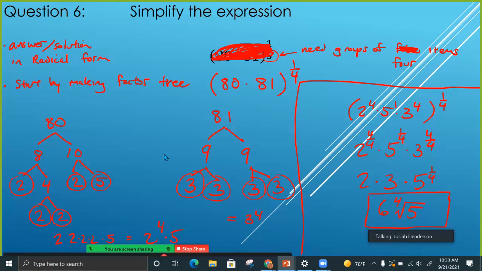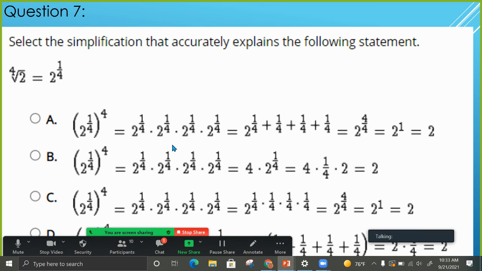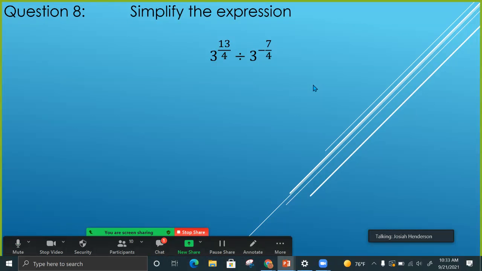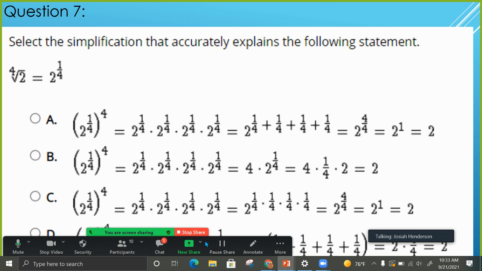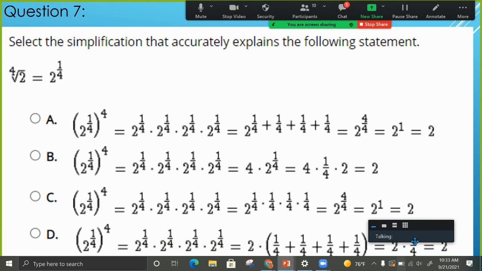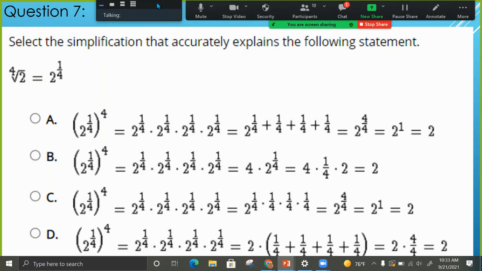All right, let's do number 7. All right, this one is scary looking. So I just copied it straight out of the test. Maybe I made it too big though. I wanted to make sure everyone could see it. Okay, so question 7. Select the simplification that accurately explains the following statement.